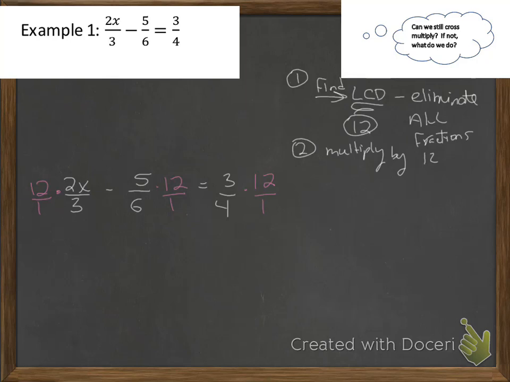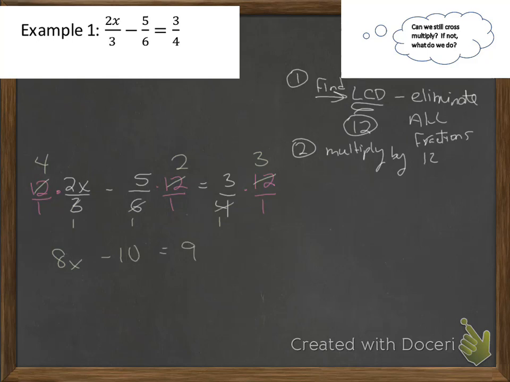Just watch and see the magic that falls out of this. In one step I'm able to completely eliminate all my fractions. So 12 divided by 3 is 4. 12 divided by 6 is 2. 12 divided by 4 is 3. So we have 4 times 2x is 8x, 5 times 2 is 10, 3 times 3 is 9.